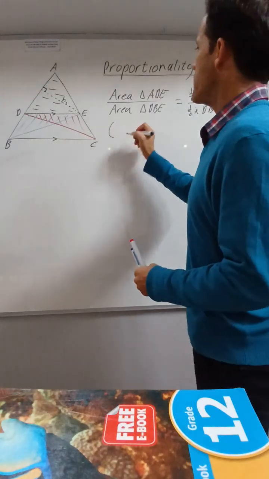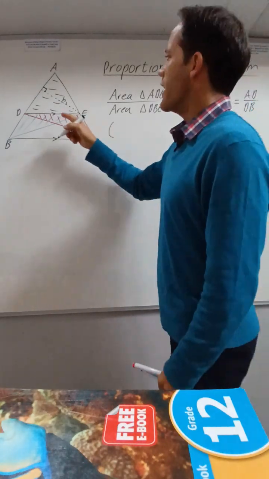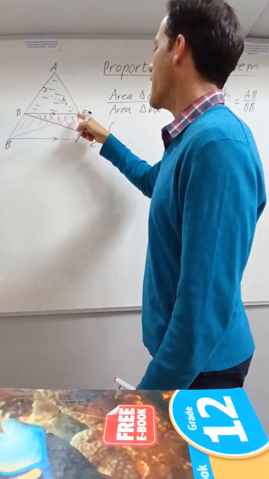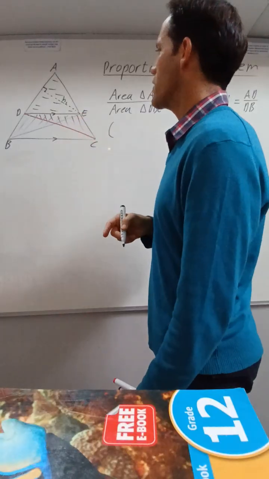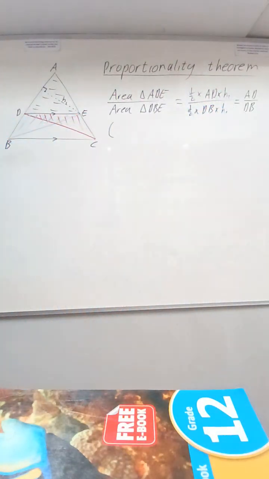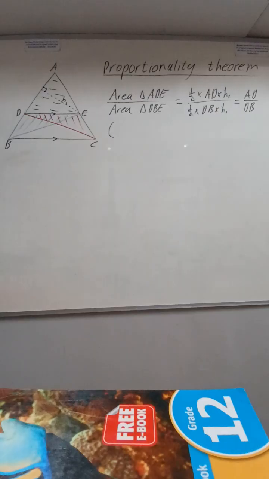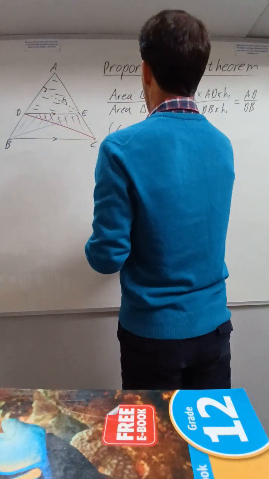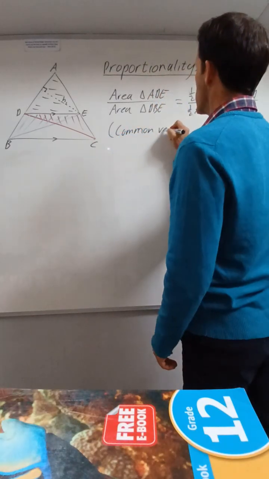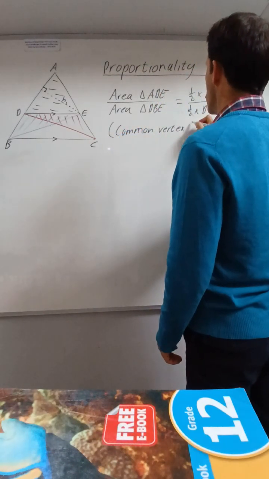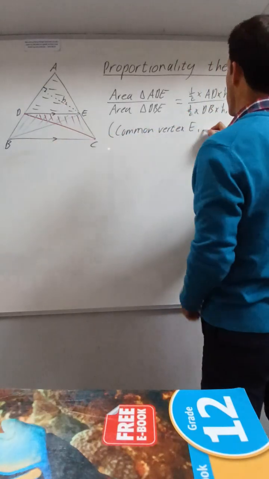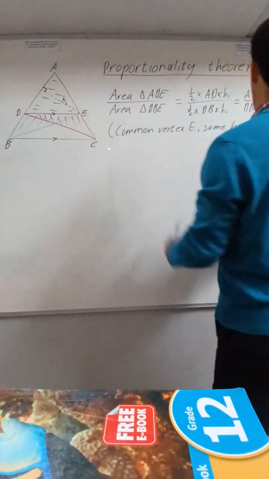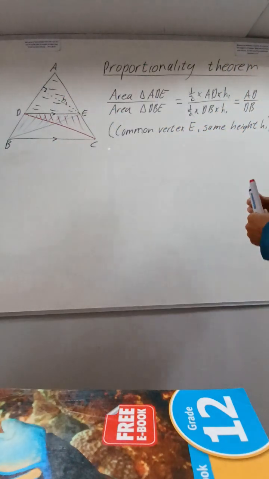And then you can put in a reason here for what you said. They've got the common height. Why? Because they share the same vertex E. Both triangles share a common vertex E, so they get the same height, which is H1. Okay, so we did that part.